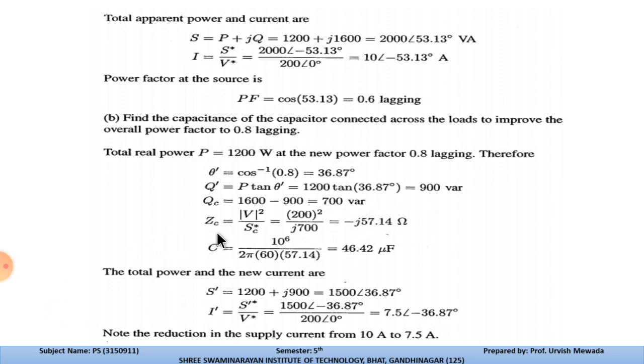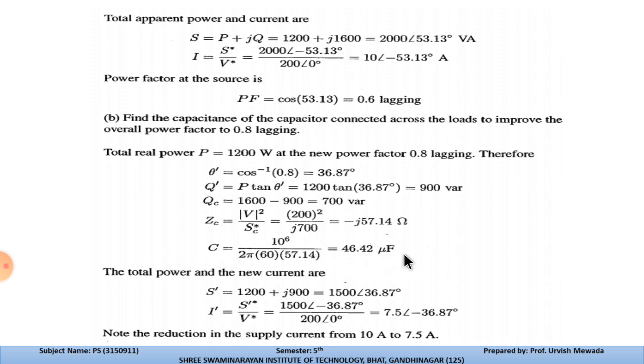So from the equation of ZC, that is V square by SC conjugate. Now we have all the values of V and SC. If we place these values, 200 squared, so voltage was 200 and SC is 700 VAR that we required, so J 700, that will become minus 57.14. And from the equation XC is equal to 1 upon 2 pi fC, we can calculate the value of C over here. As we know, the capacitive reactance Xc is equal to 1 upon 2 pi fc. Just replace the values and we can calculate C is equal to 46.42 microfarad.